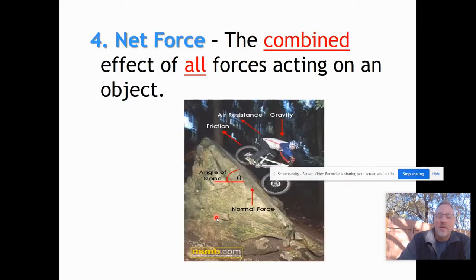Computer kind of froze. Okay, and here's basically where our activities begin. You guys need to know how to calculate net force. Net force. There's that word net.